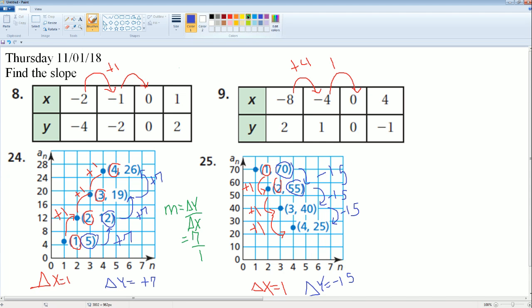Plug it into the slope formula. m is equal to delta y over your delta x, which is negative 15 over 1. X is 1. There you go. That is your slope. Negative 15 over 1.